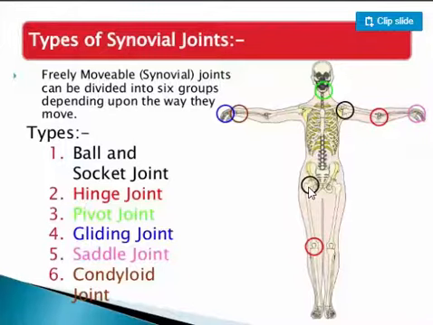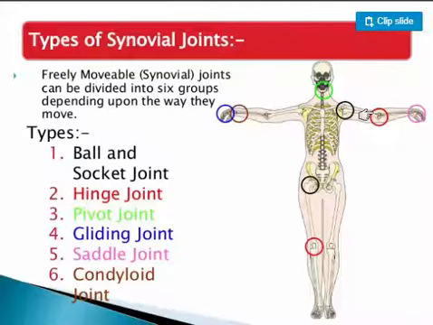And then we have the ball and socket. The ball and socket allow movement in all directions, like your shoulder joint and your hip joint. And finally, we have the hinge joints that allow movement in two directions only, like your knee and your elbow joint. So these are basically the components of your skeletal system.